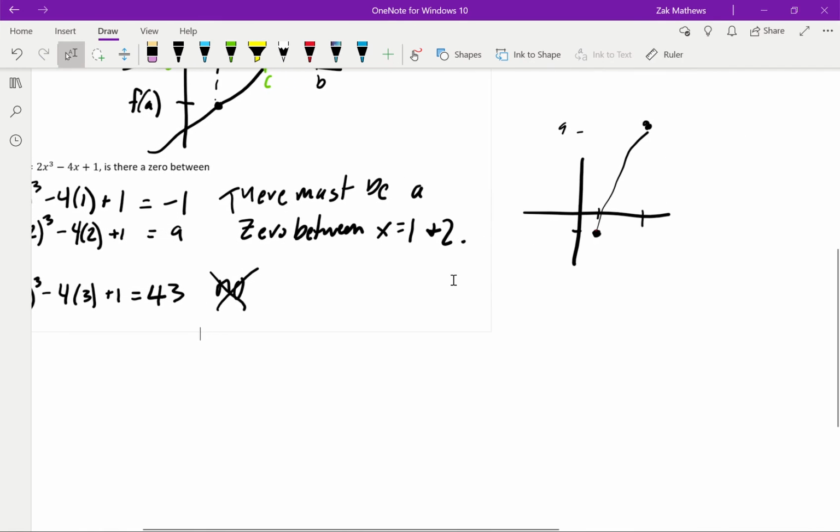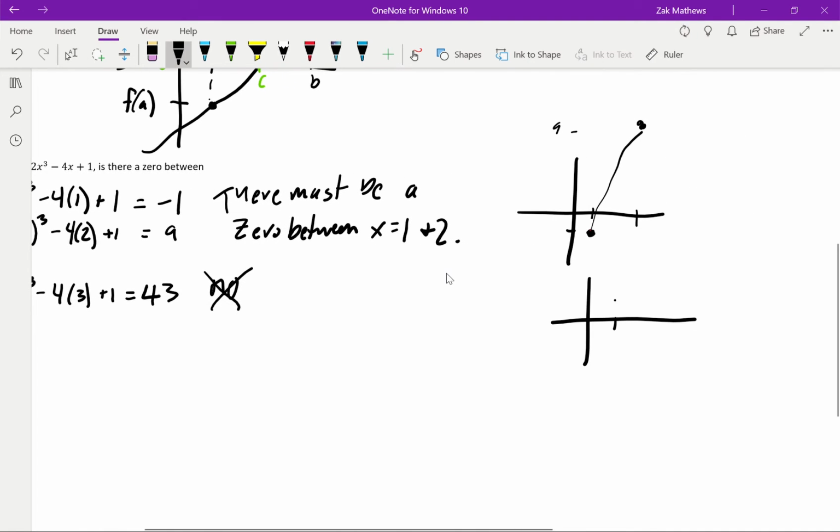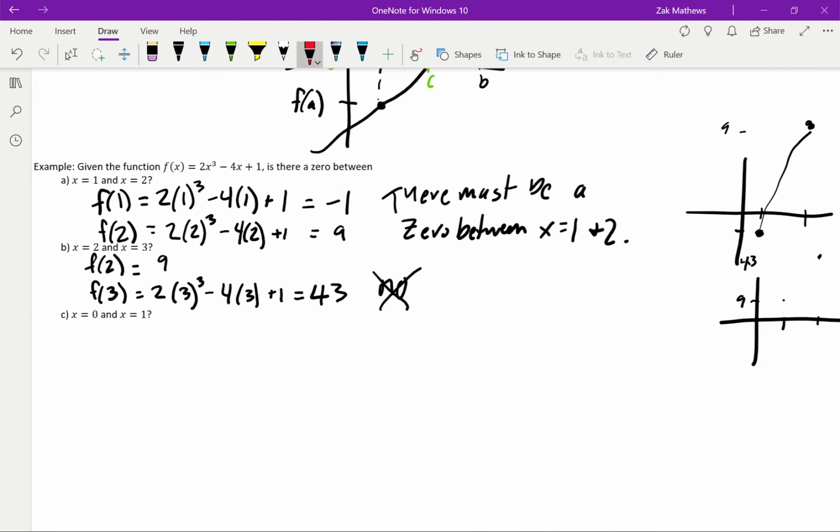Because if we think about this picture, f of 2 we have 9, just ballparking these y values, and then at f of 3 we have a much higher value of 43, way up here. How could I connect these 2 points? Could I connect them so that it never crosses the x-axis? Absolutely. Could I connect them so that they do cross the x-axis? Absolutely. And I could have crossed it any number of times, just like the last one. And so at this point, we can't say that to connect those 2 points, there is not a 0 between them. We can only say, we don't know. And that's the right answer for right now.